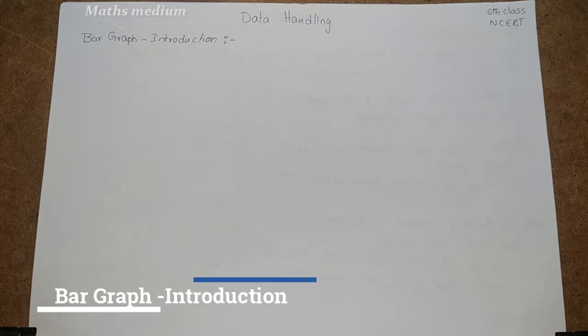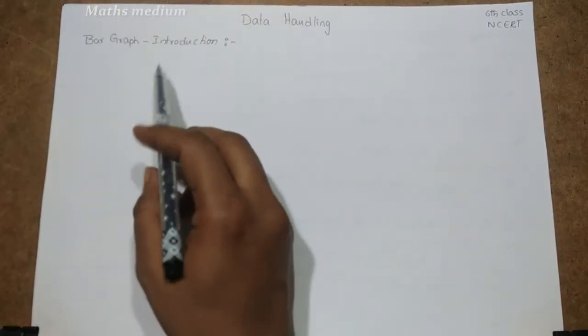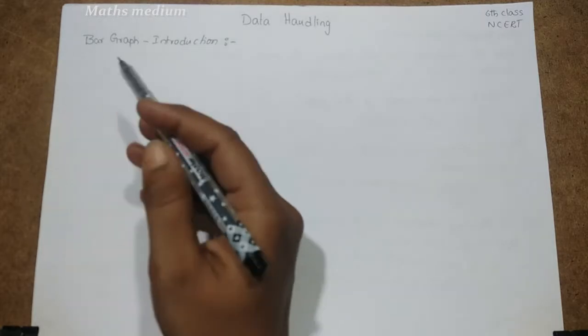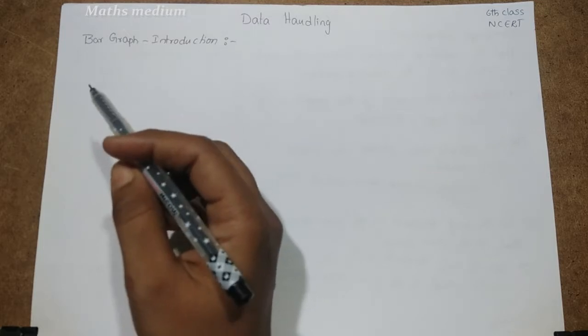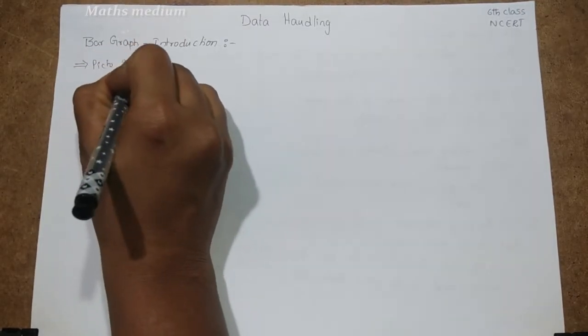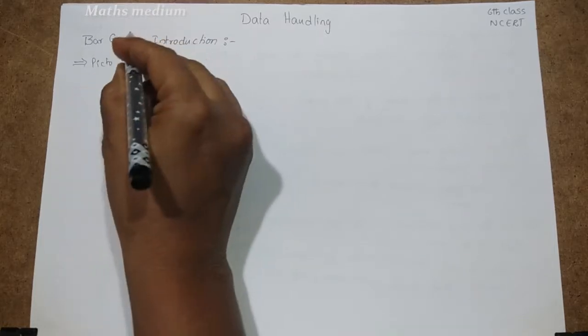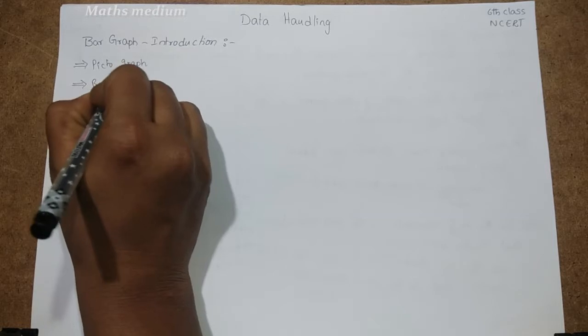Today we are going to discuss the bar graph from Data Handling, 6th class NCERT. Today's topic is bar graph introduction. In earlier videos, we already discussed the pictograph introduction and how to draw a pictograph. We have a pictograph, right? But why are we choosing a bar graph? That is the main question here.